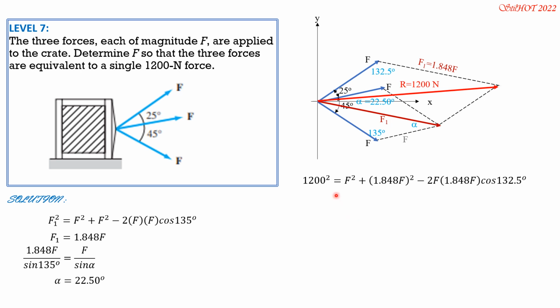So from here, let's simplify the right side first. 1200 square equals 6.912 F square. So we can now compute for F. F is 456.4 newtons.